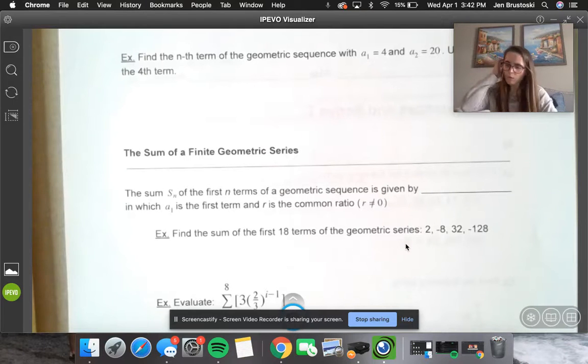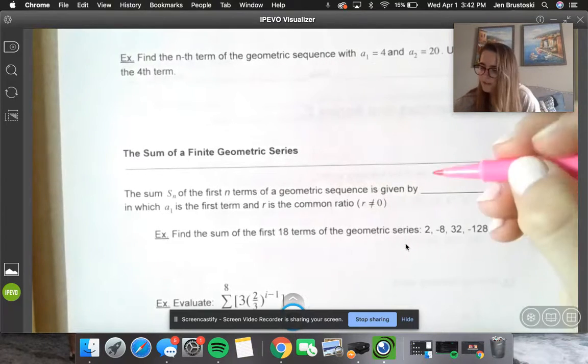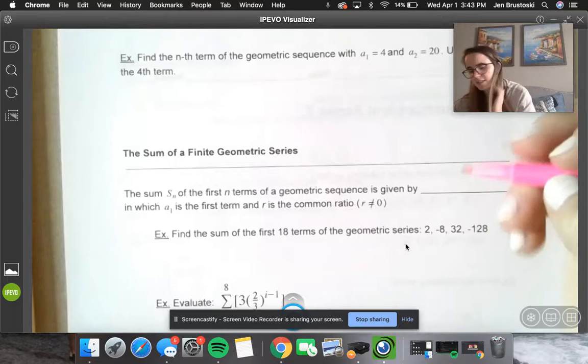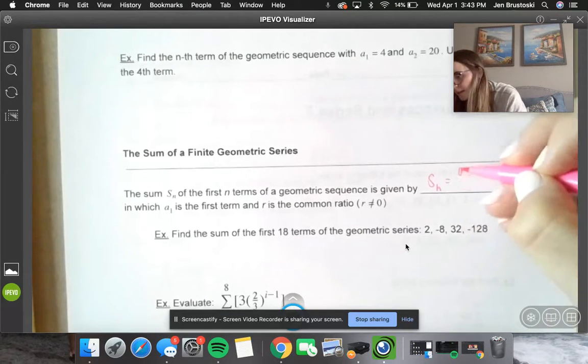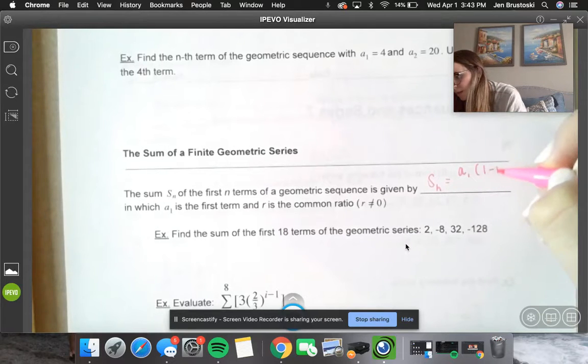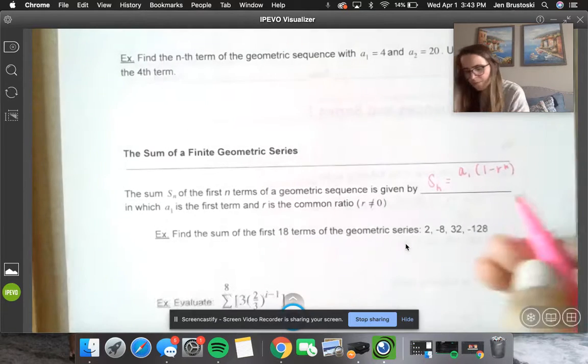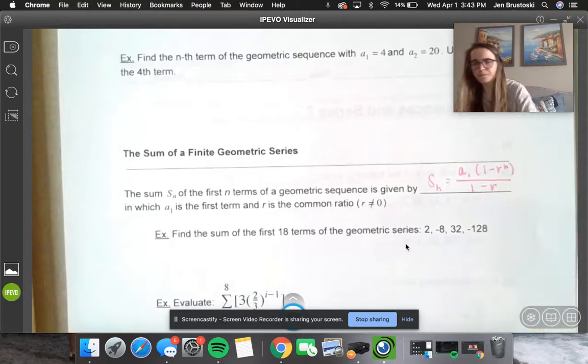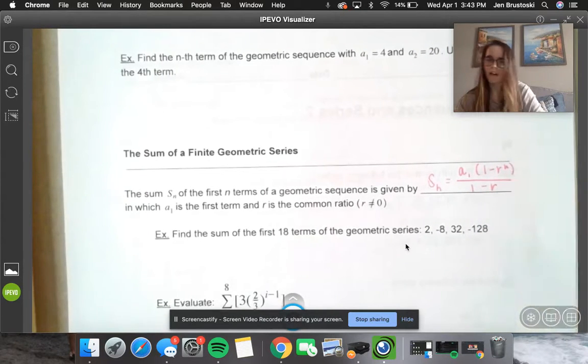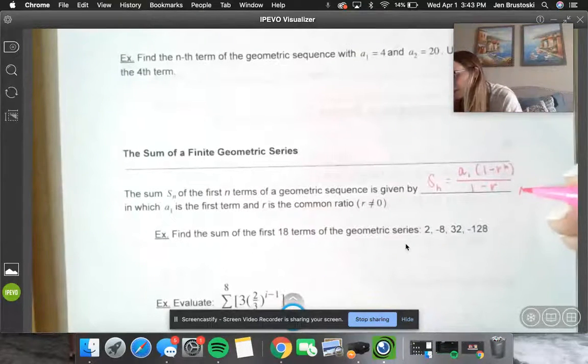Okay, so the sum, S of n, of the first n terms of a geometric sequence is S of n equals a sub 1 times 1 minus r to the n over 1 minus r. All right, be careful there. That is an exponent, which means that you'll even have to be careful in your calculator too.